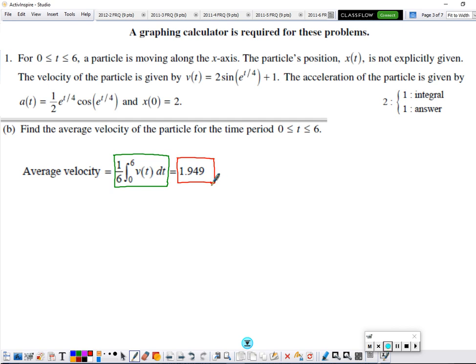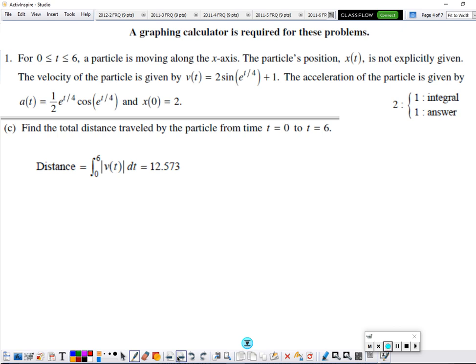Please, Julie. So I integrated the acceleration instead of the velocity. Why is it that you're integrating velocity for the average? If you integrate acceleration, you can calculate the change in the velocity. But anytime you want to find the average value of anything, we always integrate whatever we're averaging. Next one.